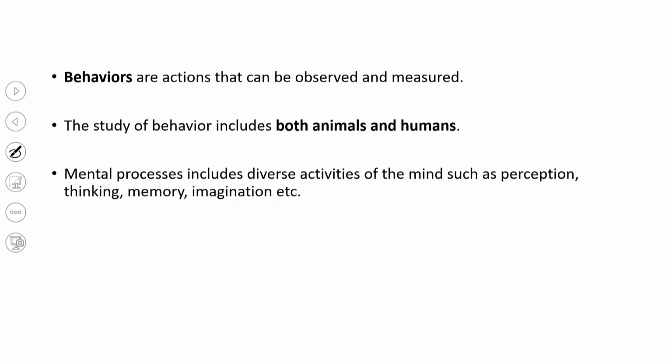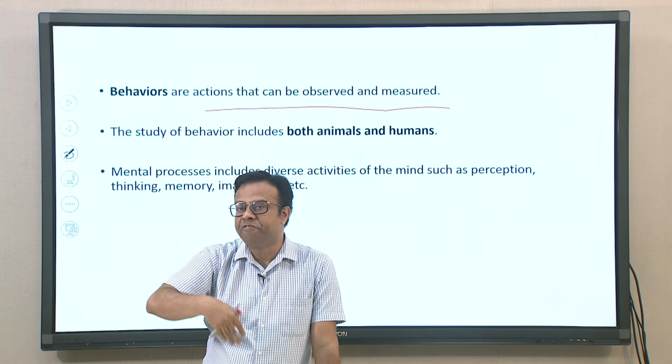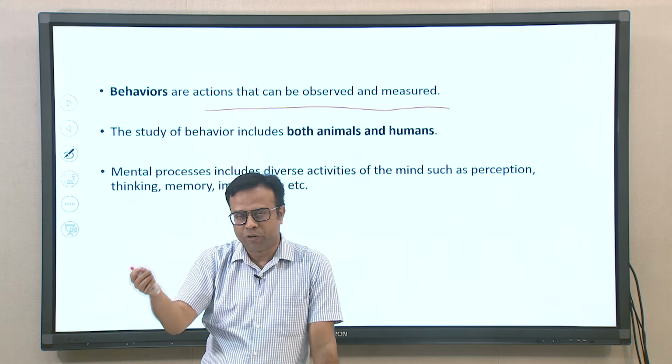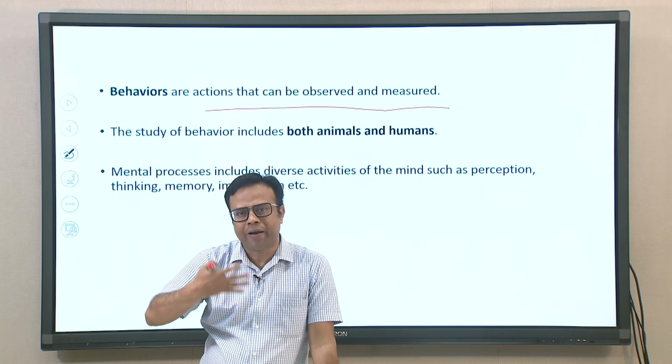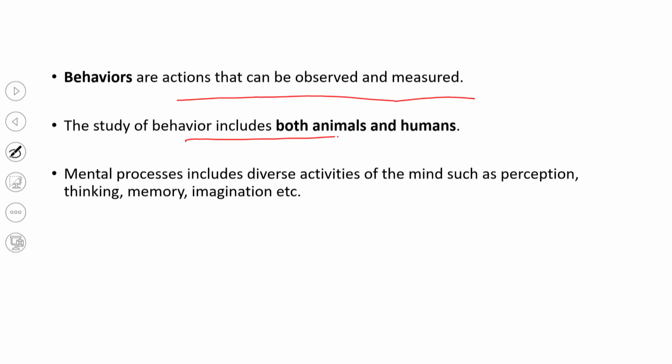Now, what is the content of psychology? What are the things that are studied in psychology? One is behavior. Behavior basically means actions that can be observed and measured. For example, I am moving my hand, it can be observed. I can say that this person is moving hands, and I can also measure the movement. In psychology, behavior means observable actions that can be measured, and this includes animals and humans.